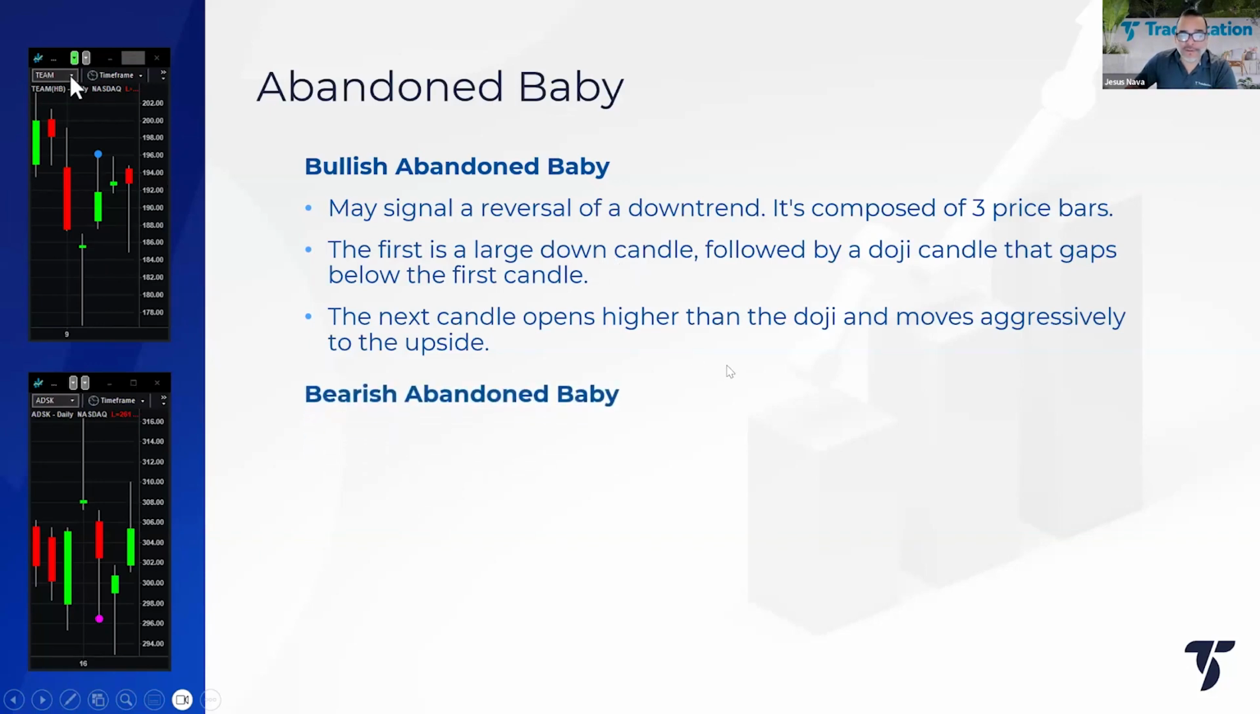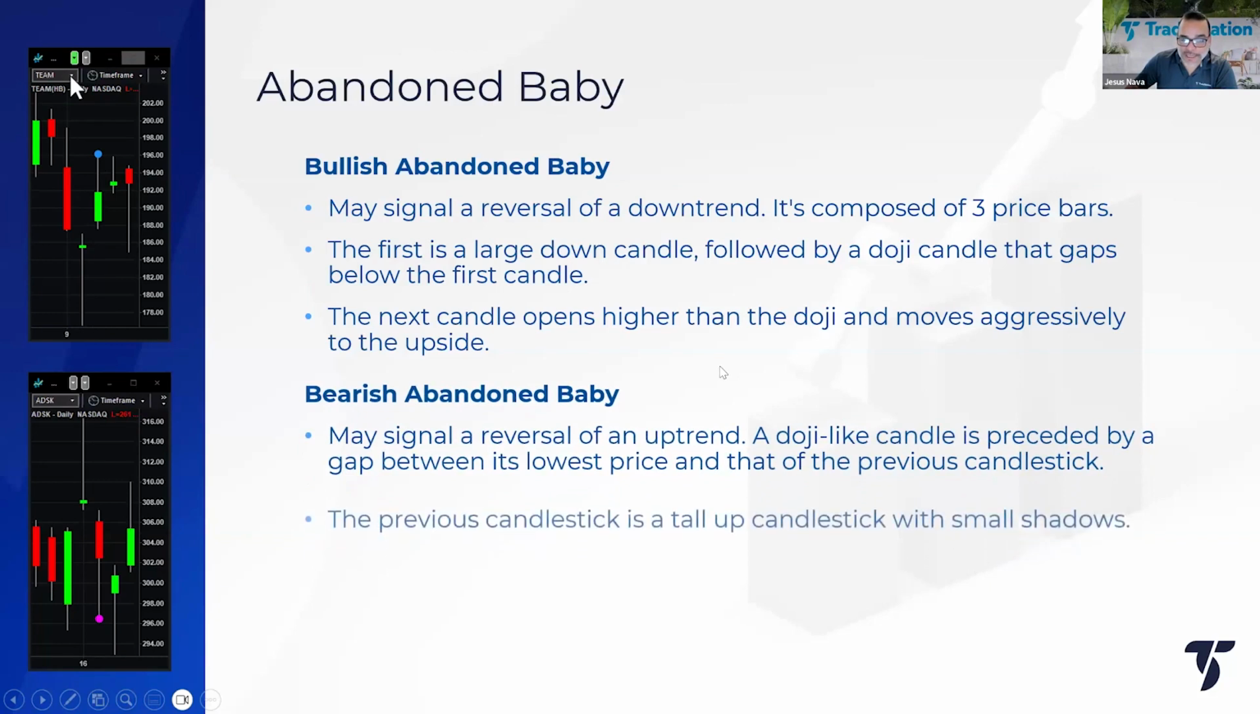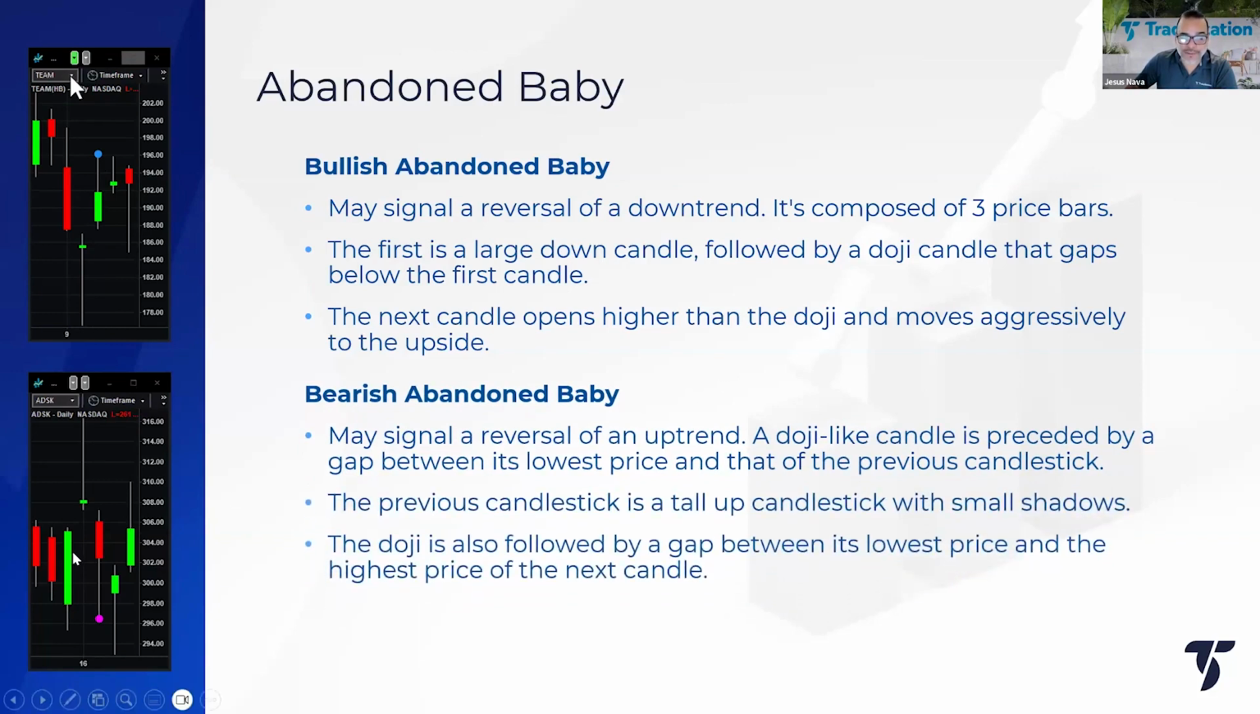And then you have the criteria on the bearish side, which is very similar. We see a big up candle before the abandoned baby. We see the doji, which gaps up. And then we have a huge red candle on the other side, giving you that big push in the opposite direction.